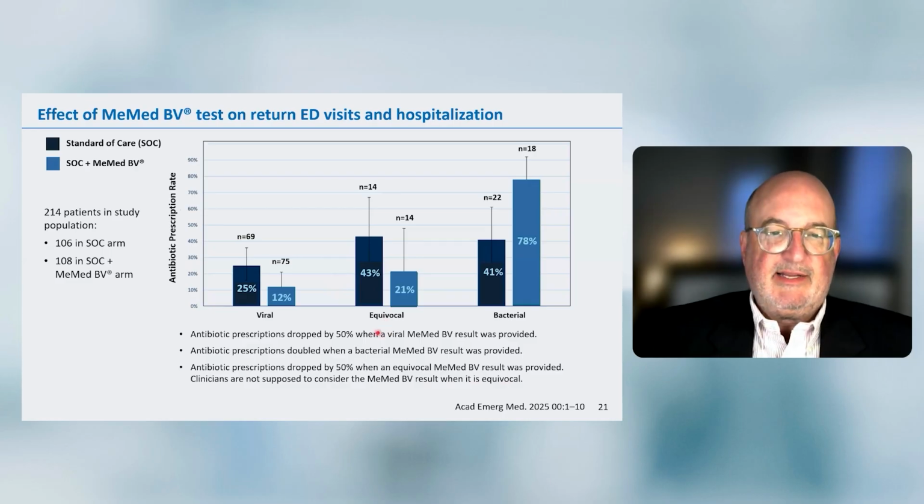But the bottom line here is that you have a decrease in antibiotic prescription when there's a viral score and an increase in antibiotic prescription when there's a bacterial score. So the test is performing in this population as it was intended.